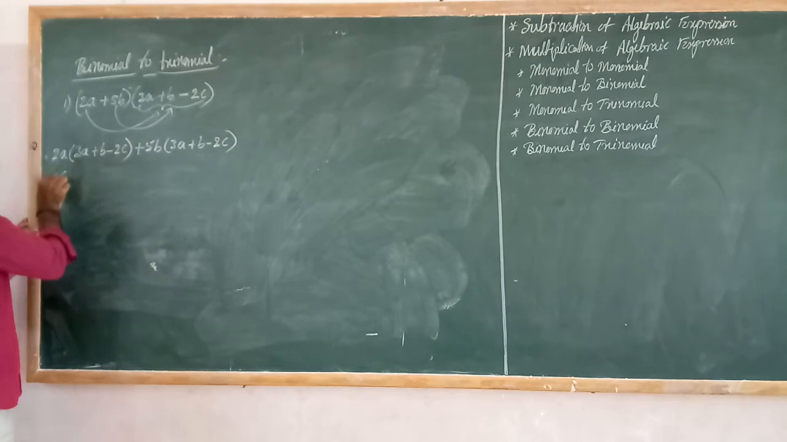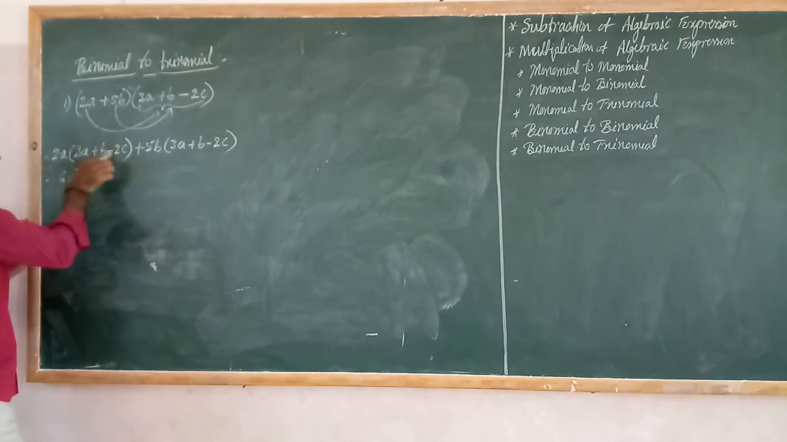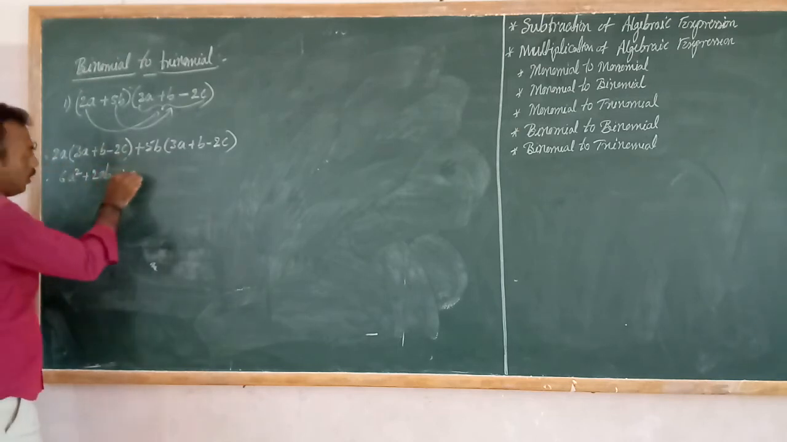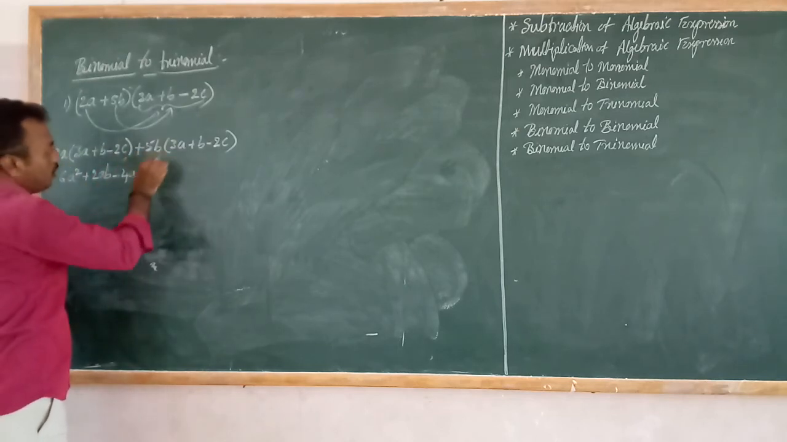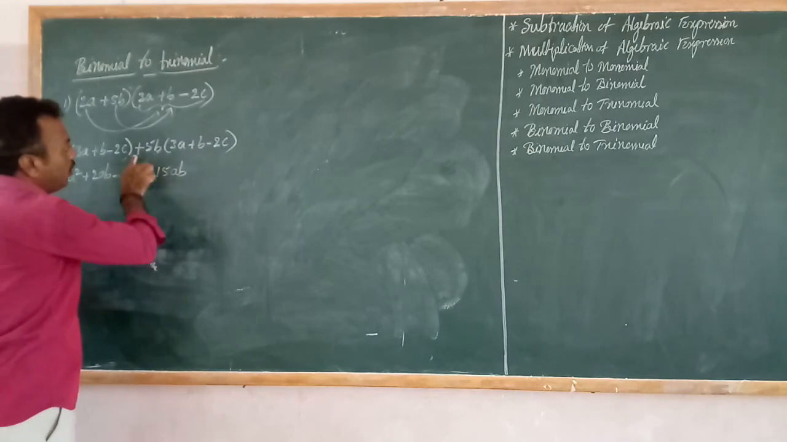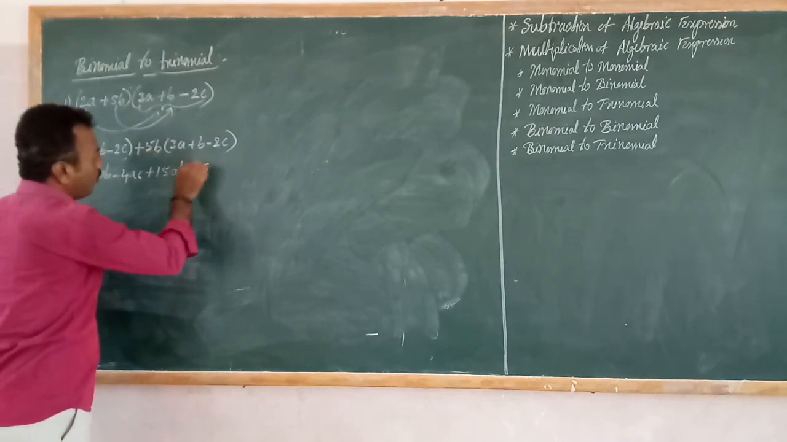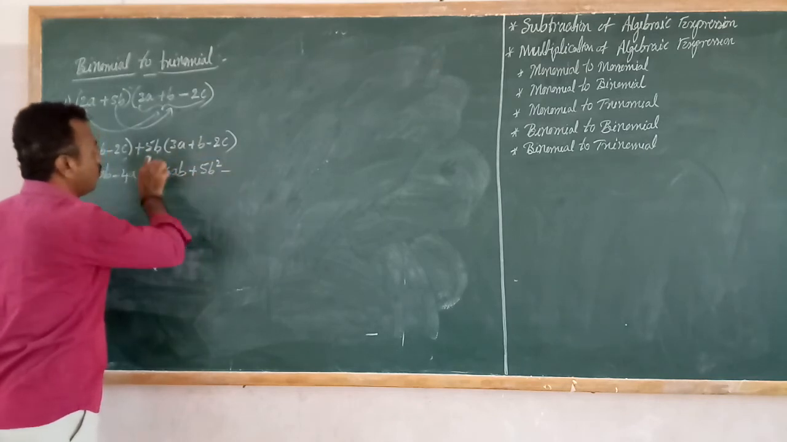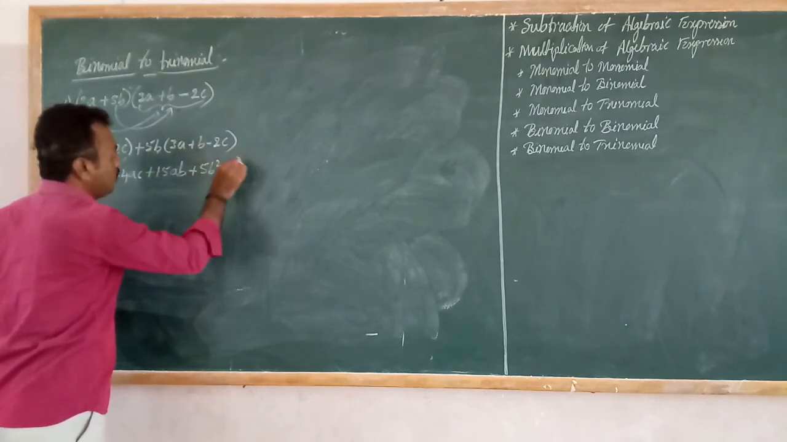First, 2 3s are 6a into a, a square. After that plus 2 into 1, 2, a into b, ab. After that plus into minus, 2 2s are 4, a into c, ac. Then plus into plus, 3 5s are 15, b into a or a into b, ab or ba, both are same. Then plus into plus, 5 1s are 5, b into b, b square. Plus into minus, 5 2s are 10, b into c, bc.